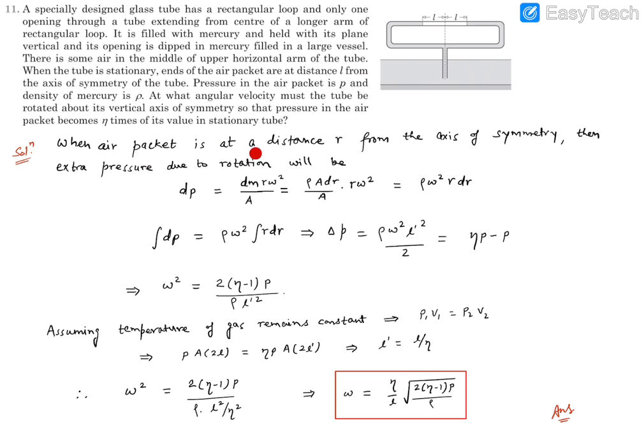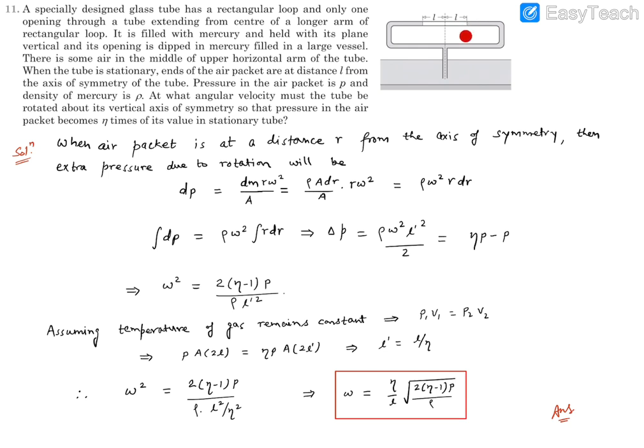When the air packet is at a distance r, so this is L, then if you start rotating, you find centrifugal force is going to act on this mercury, and that will be pushing the boundary ahead. So when this length is going to change from L to another value, at any general location, the distance is r from the axis of symmetry. Then the extra pressure due to rotation.